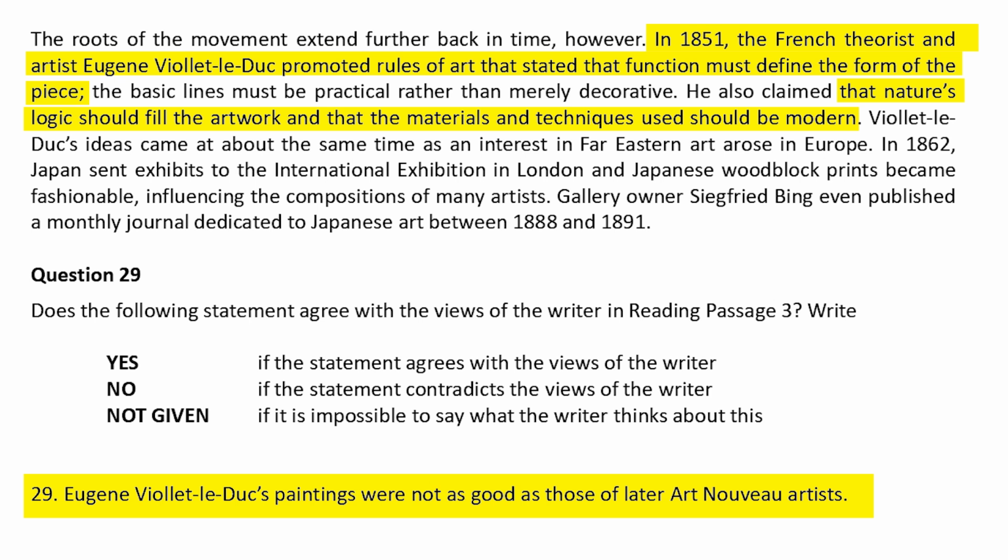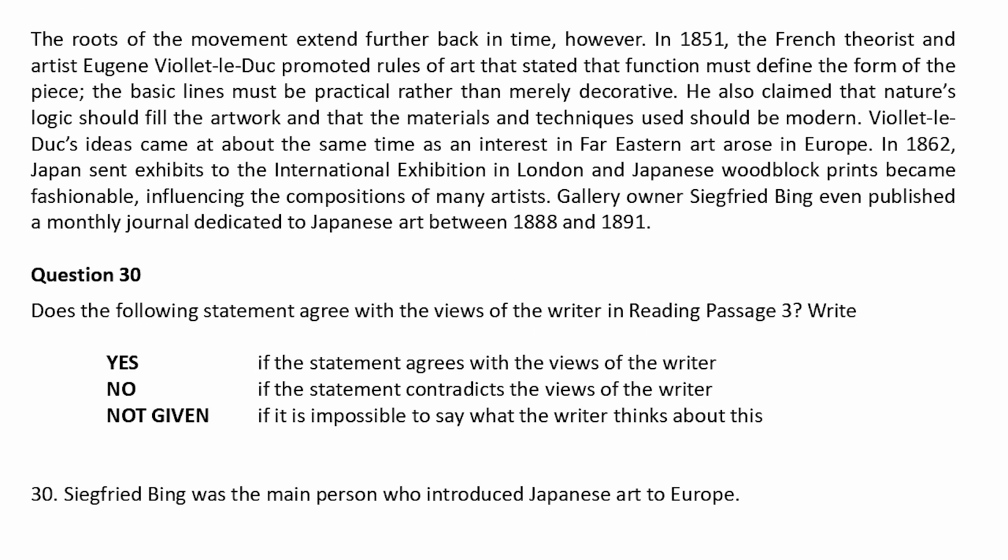Here's the key. The passage does not say anything about the quality of his work. It doesn't praise or criticize his paintings, and it definitely doesn't compare them to the work of later Art Nouveau artists. That's why the correct answer here is not given. Remember, even though he's mentioned as an artist, we can't assume anything about how good or bad his art was. Here you must base your answer on what's actually written in the passage, not what seems likely or what you might guess. So the answer is not given because the writer simply doesn't tell us how his paintings compared to others. Let's move on to question 30.